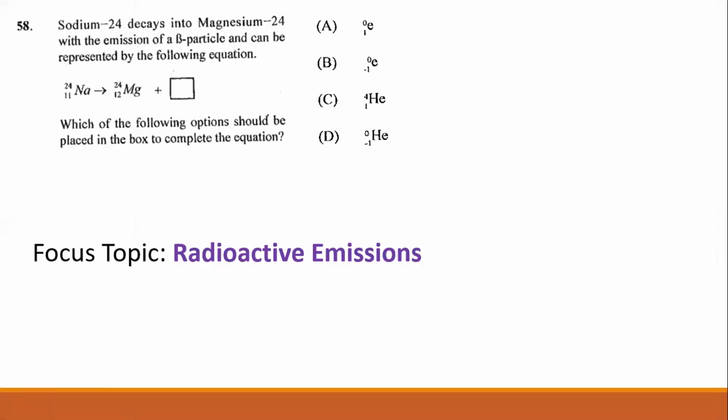Number 58, sodium 24 decays into magnesium 24 with the emission of a beta particle and can be represented by the equation that is given. Now we need to figure out what needs to be placed in the box to complete the equation. Once again, we know that the number of particles is conserved in a nuclear equation. So it means that we need the particle that has 0 for the mass and -1 for the charge. That's option B, which is a beta particle.